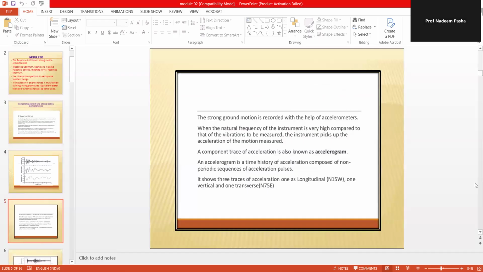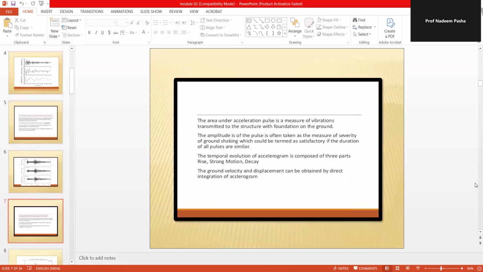The strong ground motion is recorded with the help of accelerometer. When the natural frequency of the instrument is very high compared to that of the vibration to be measured, the instrument picks up the acceleration of the motion measured. A component trace of acceleration is also known as accelerogram. An accelerogram is a time history of acceleration composed of non-periodic sequence of acceleration pulses. It shows three traces of acceleration, one longitudinal, one vertical, and one transverse.